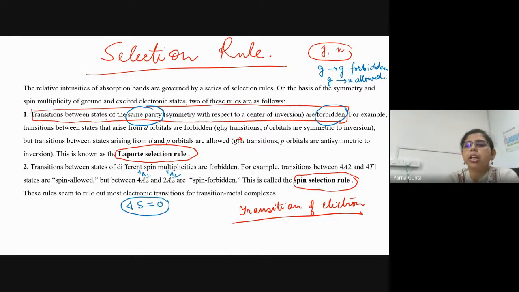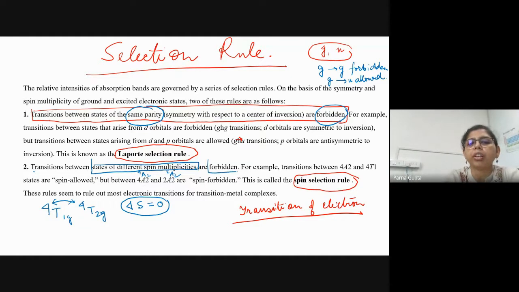So what does it mean? That transition between 4T1, 4T2, I mean T1g, T2g. So if you look at this, then this 4 and 4 should match. And in case of the spin selection rule, del S equal to 0 is allowed. So the transition between states of different multiplicities are forbidden.